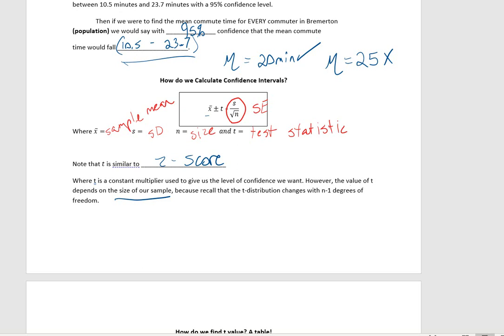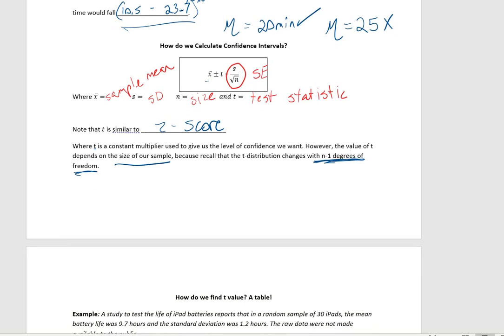And that's because our distribution changes shape with something called degrees of freedom. You don't really need to know this, but degrees of freedom are the number of ways objects or people in our sample can differ. The reason it's n minus 1 is because there's one thing that everybody in our sample has in common, and it's kind of silly: they're all part of the sample, so they automatically lose a degree of independence.